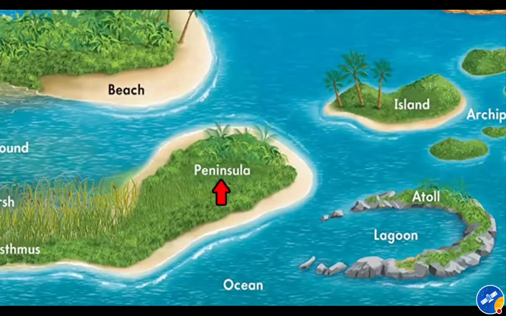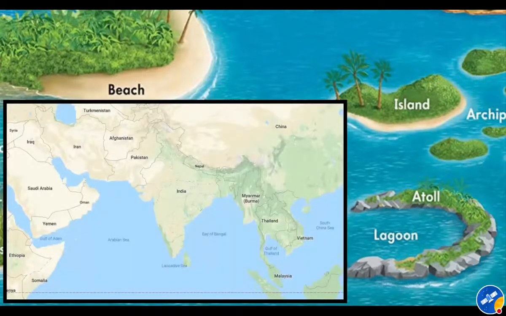Now what is a peninsula? It is a piece of land that is surrounded by water on 3 sides, but the 4th side is connected to the mainland. For example, India is a peninsula country because it is surrounded by the Bay of Bengal in the east, Arabian Sea in the west, and the Indian Ocean in the south. The 4th side is attached to a larger body of land.